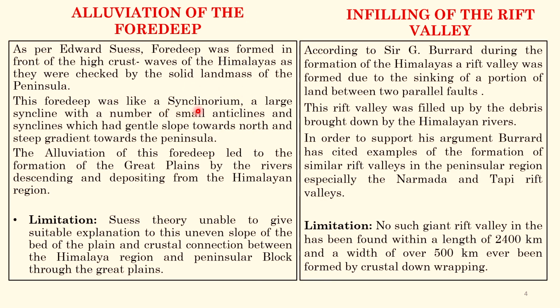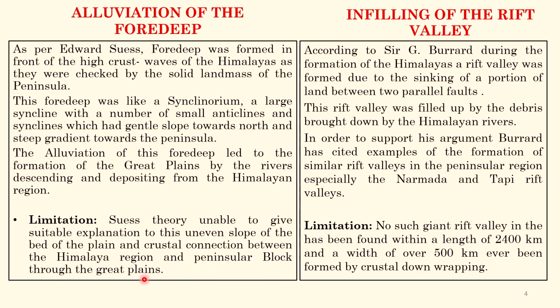This foredeep was like a synclinorium, a large syncline with a number of small anticlines and synclines, which had a gentle slope towards the north and a steep gradient toward the peninsular region. The elevation of this foredeep led to the formation of the great plains by the rivers descending and depositing from the Himalayan region. The limitation of this concept was that the theory was unable to give a suitable explanation for the uneven slope of the bed of the plain and the crustal connection between the Himalayan region and the peninsular block through the Great Plains.